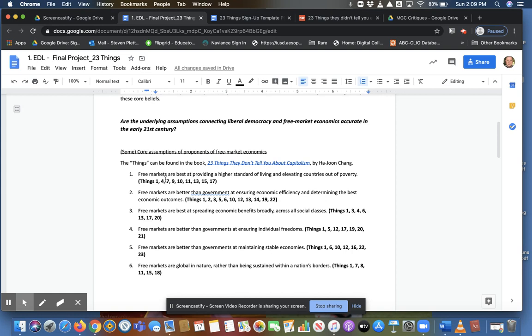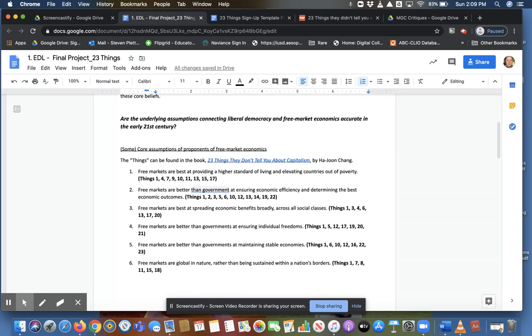So these are the chapters that relate to that particular assumption. Free markets are best at providing a higher standard of living and elevating countries out of poverty relates to things 1, 4, 7, 9, 10, 11, 13, 15, and 17. Now, don't feel like you have to read all of those.